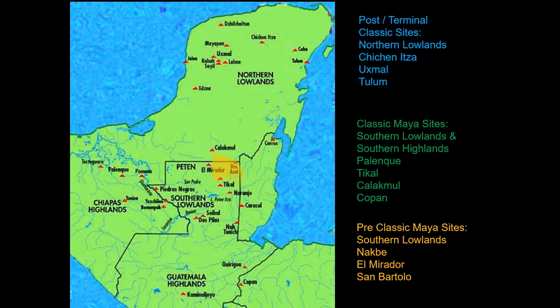So all of the earliest Mayan sites, the pre-classic sites, are going to be located in the Petén region. This is this region of Guatemala that juts up towards the Yucatan. El Mirador, Nakbe, San Bartolo are all in that area, and we're talking somewhere around 300 to 100 BCE. Then we enter into the classic phase.